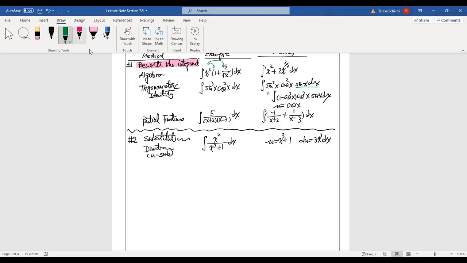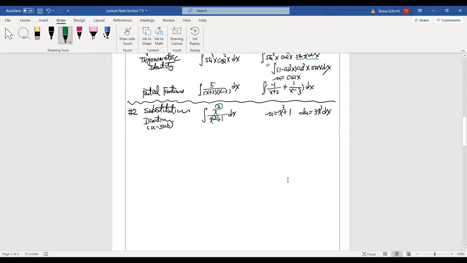So that's why, for the u sub, typically, especially for a rational function, if the degree of one is less than the other one, then u sub will probably be a very good substitution method to use here. It's kind of like playing the detective.